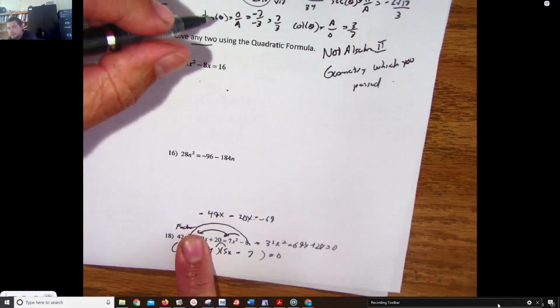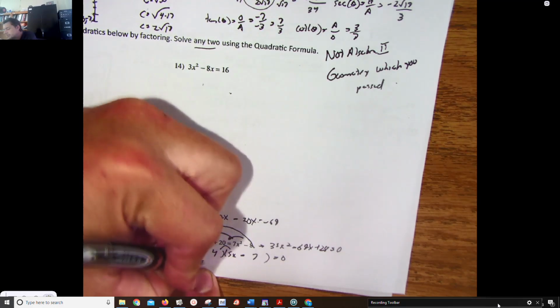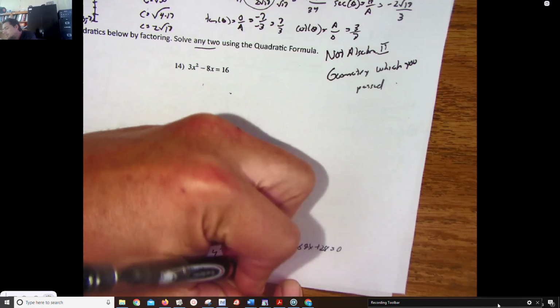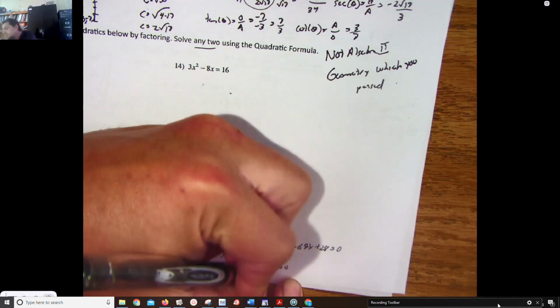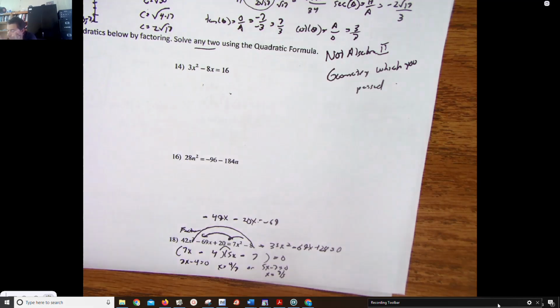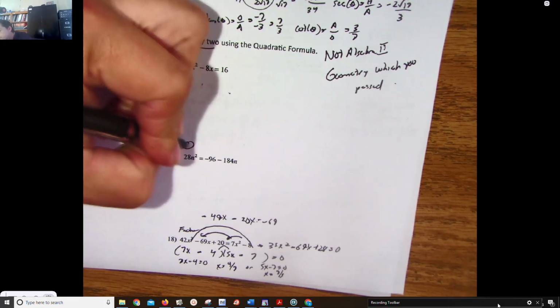Use the cover-up technique. Use the zero product property. 7x minus 4 is 0, which means that x is 4/7. Or 5x minus 7 is 0, which means that x is 7/5. So I did that one by factoring. Next thing I'll do is I'll do the quadratic formula, and I'm just going to pick on 16. 16, I will use the QF.